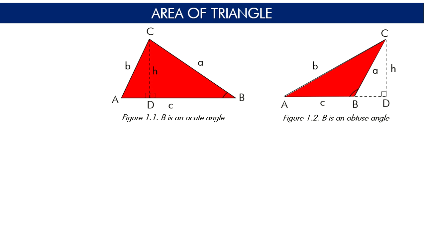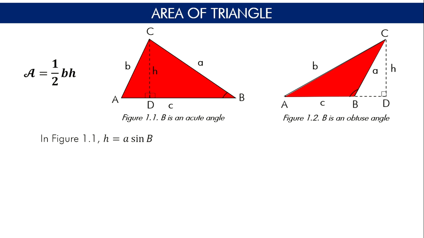As we recall, the formula for the area of a triangle is equal to 1/2 times the base times its height. Let's look at figure 1.1 and identify the sine B. Sine B here is the opposite, which is H, over the hypotenuse, which is A. If we're going to identify the value of H, H is equal to A sine B.